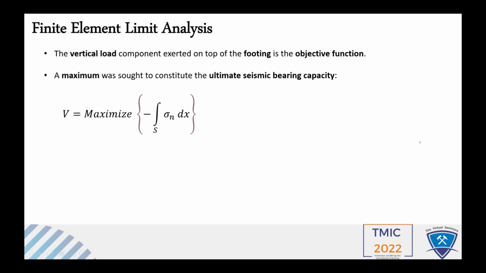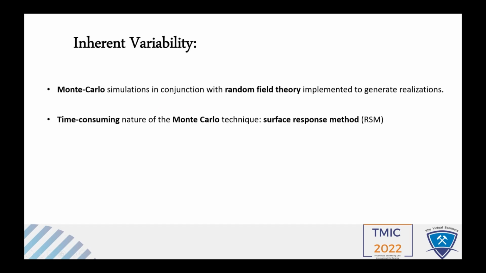Next slide, please. The vertical load component exerted on top of the footing is the objective function. And in this study, a maximization is sought in order to make a limit state estimation of the bearing capacity of the shallow footing, which is the integration of the vertical normal pressure at the interface between the shallow footing and the slope.